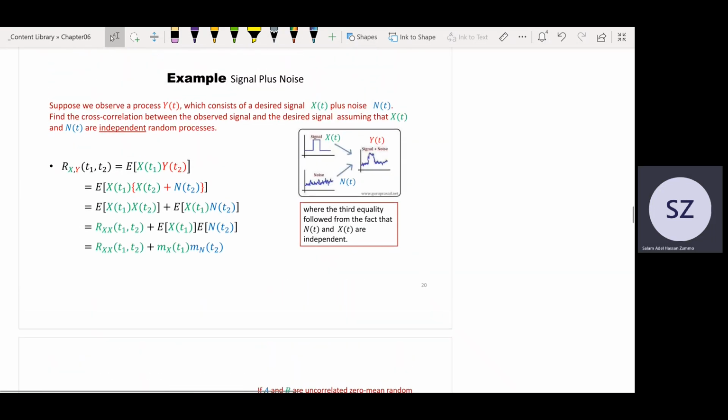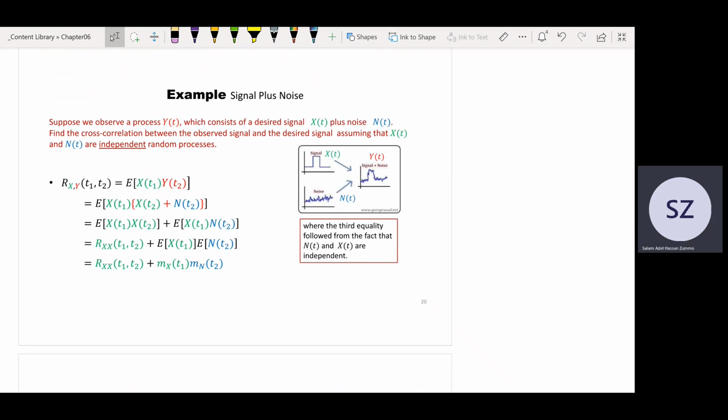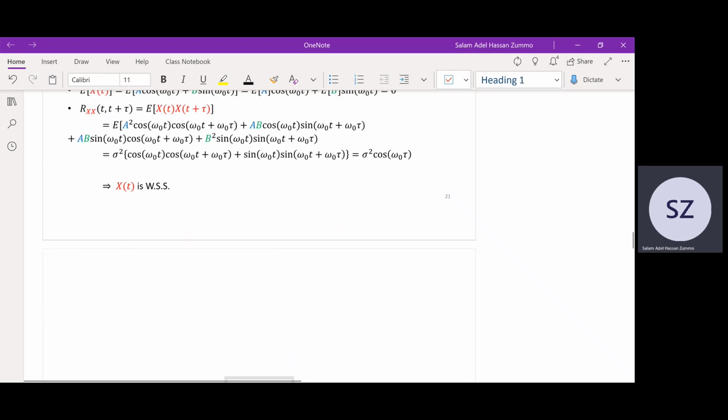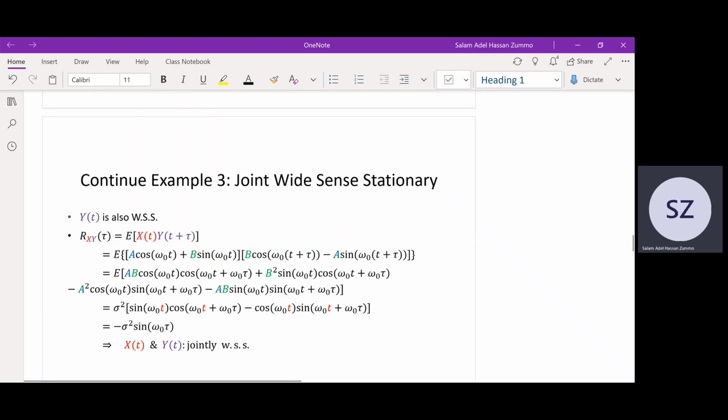So next time, shall we continue? I think time is up, or no? Yes. So next time we'll take 2 more examples, and then we'll talk about the Gaussian analysis.